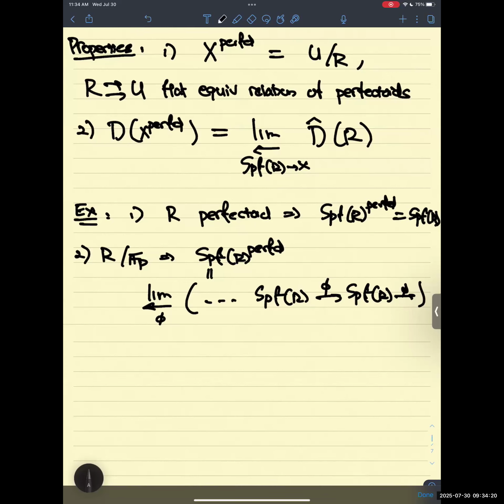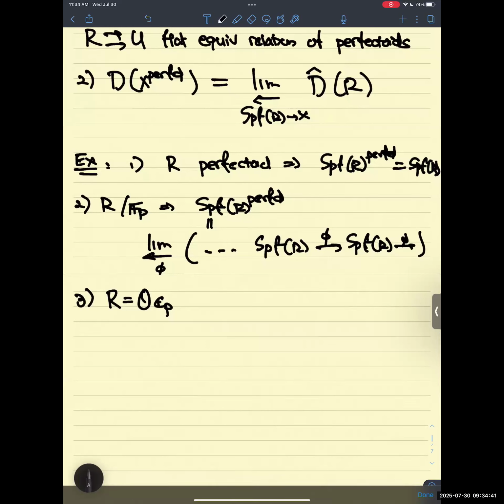I wanted to give one interesting example of this construction, so let me try to do this here. Let's say R is O_C_p, the perfectoid ring I mentioned before, the ring of integers of the p-adic completed algebraic closure of Q_p, and X is G_m, the multiplicative group over Spf R.